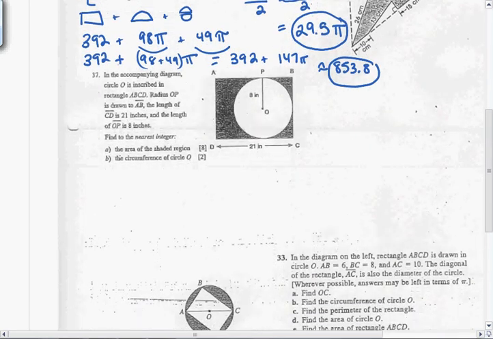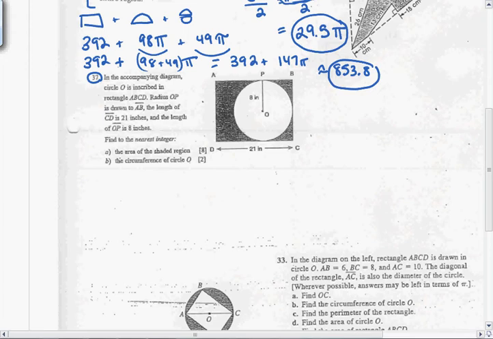Let's take a look at 37. In this problem, we're looking at a circle that is inscribed, drawn inside a rectangle. In the accompanying diagram, circle O is inscribed in a rectangle ABCD. Radius OP is drawn to AB. So there it is, O to P, drawn to the side AB. The length of CD is 21 inches, and they've labeled that for me already. And the length of OP, the radius, is 8 inches, and they've labeled that for me also.